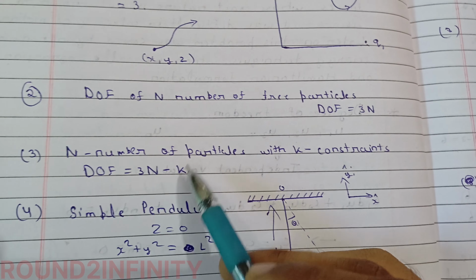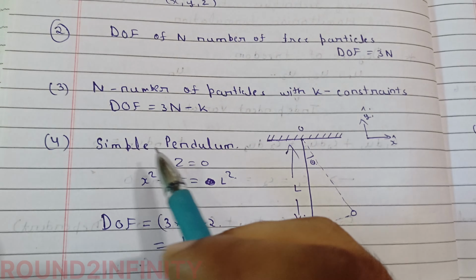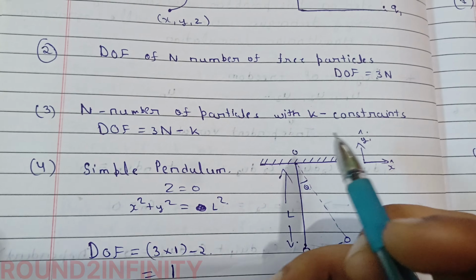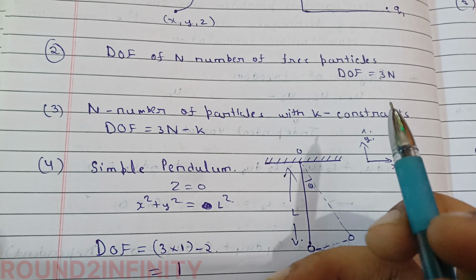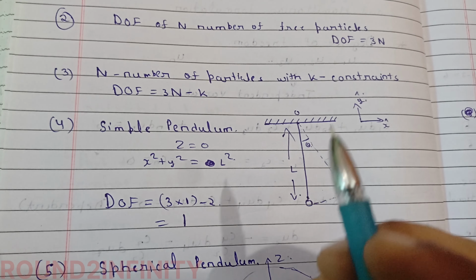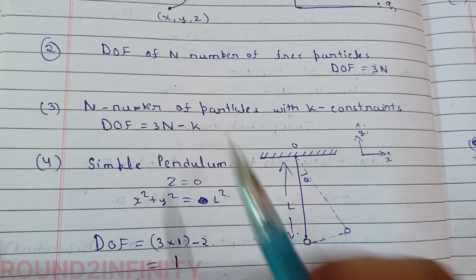Okay, so this will be like this. It means we are thinking that each constraint reduces one of the variables. So this will be our total degrees of freedom.